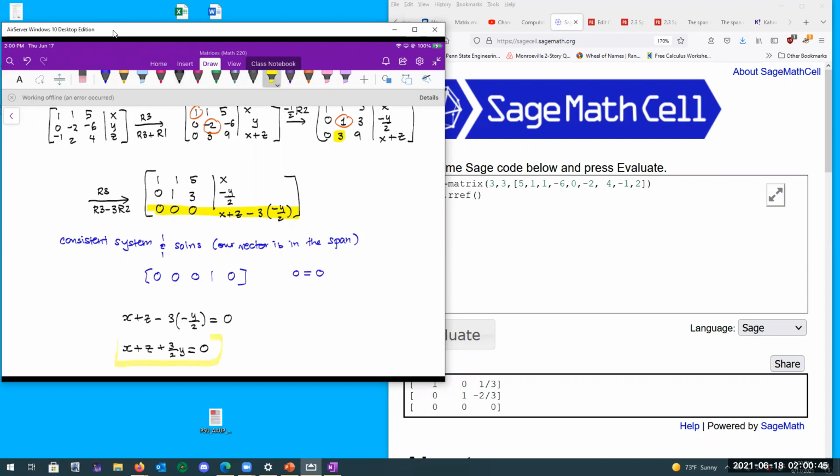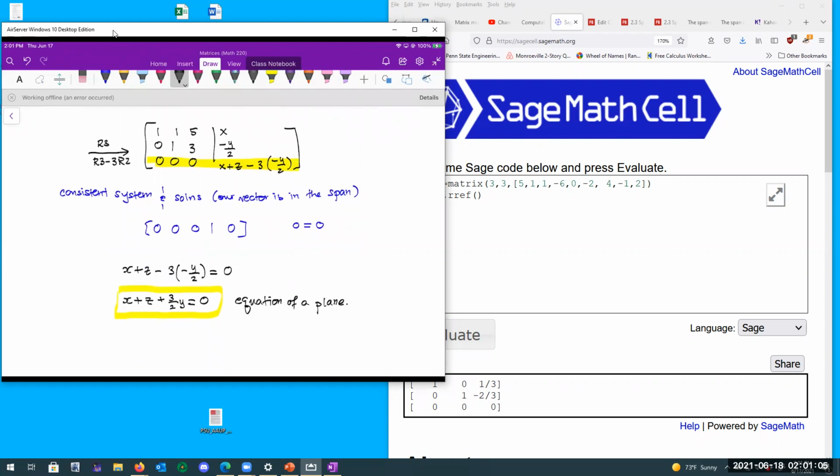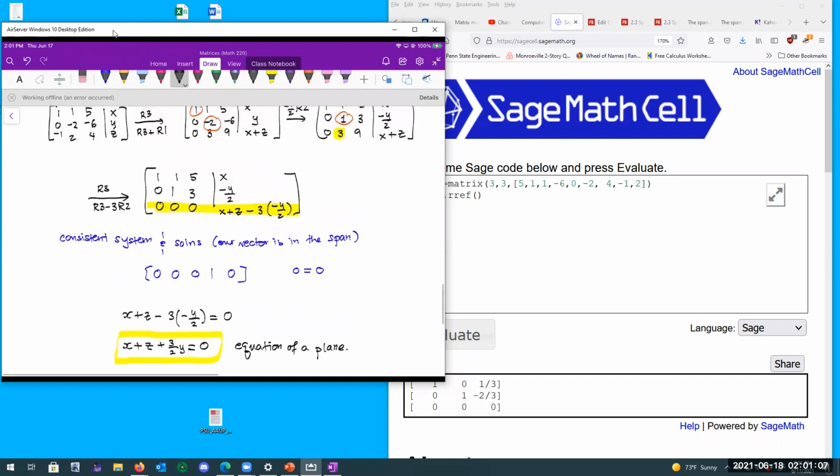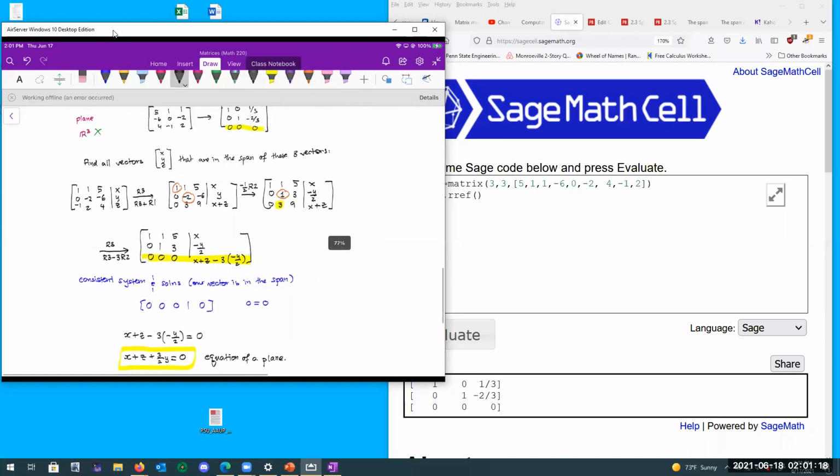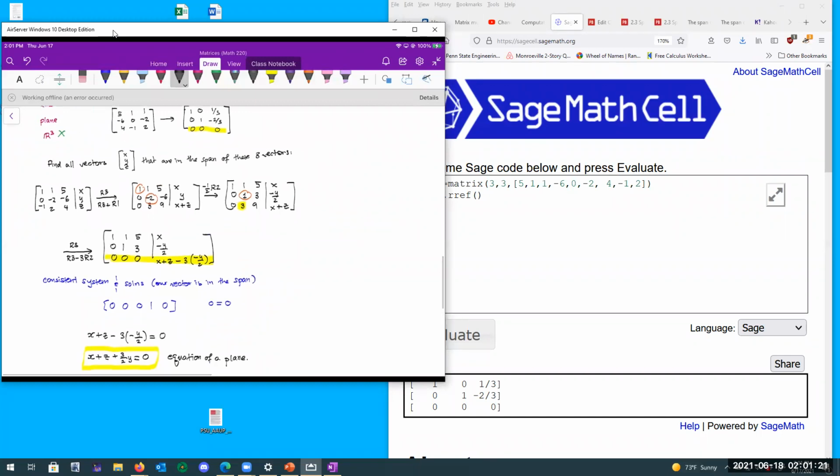And this is an equation of a plane. So we can put in values, for example, for x and z, and it'll tell us the corresponding y value on the plane. Good. So this gives us a way of describing the span.